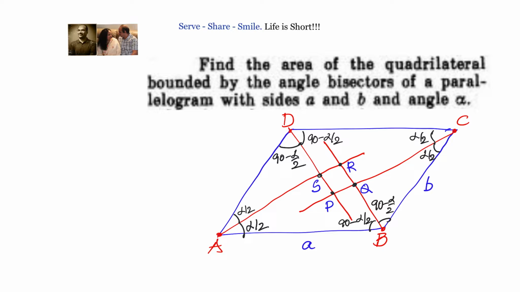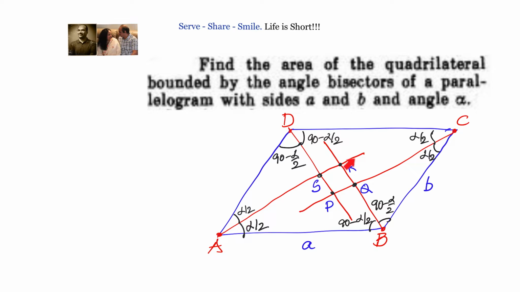Let us look at this interesting problem. Find the area of the quadrilateral bounded by the angular bisectors of a parallelogram with sides A and B and angle alpha. So we have a parallelogram ABCD. Now we want to find out the area of this quadrilateral PQRS, which is formed by joining the angular bisectors of the parallelogram.